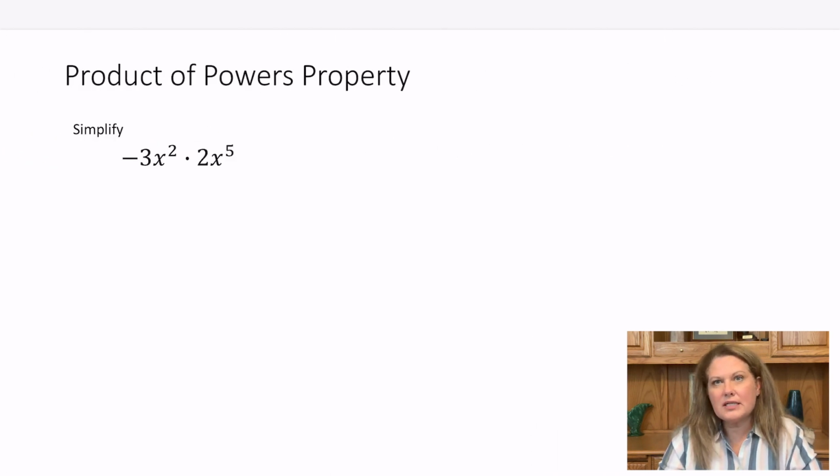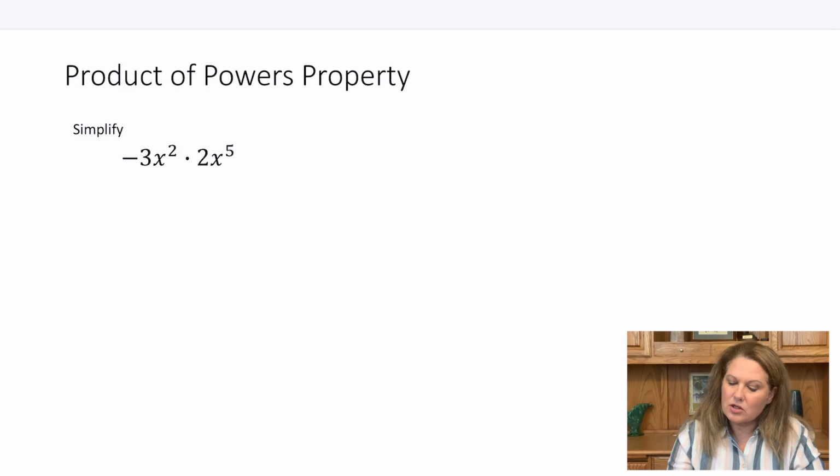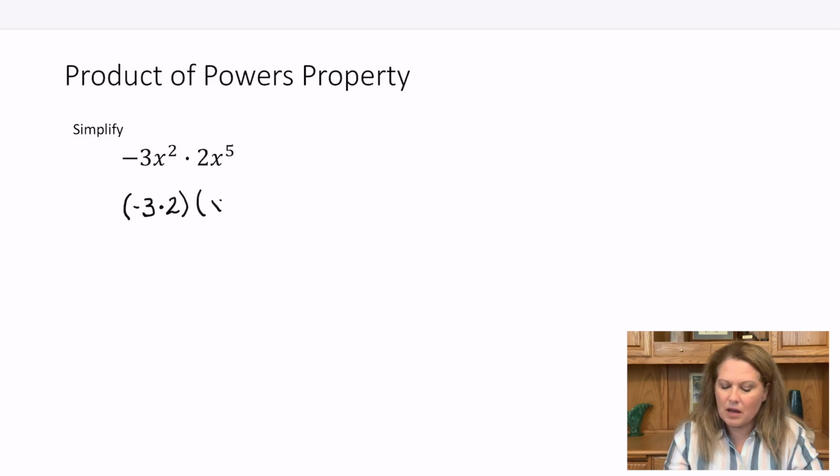Let's try it one more time, but this time let's add coefficients. Coefficients are the multipliers in front of the variables. Now there's a trick to this. We have to multiply our coefficients together, and then we have to multiply our powers together. So the way this would look is I would multiply my 3 times 2, and then I'm going to multiply my x to the 2nd power times x to the 5th.